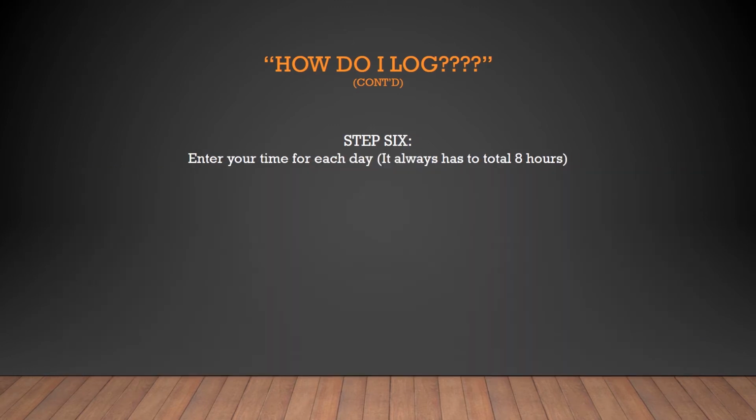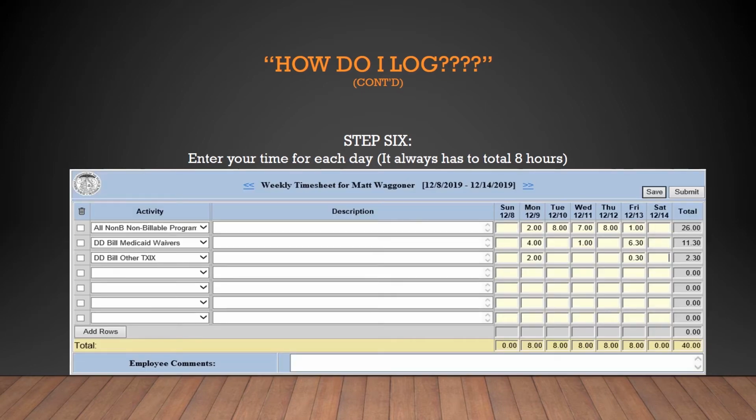Step 6, now we're going to enter your time for each day, and it always has to total 8 hours. So you've got your weekly timesheet pulled up. You've got it for your identified week. You've entered your time. So look on Monday, you've got 2 hours identified for non-billable.